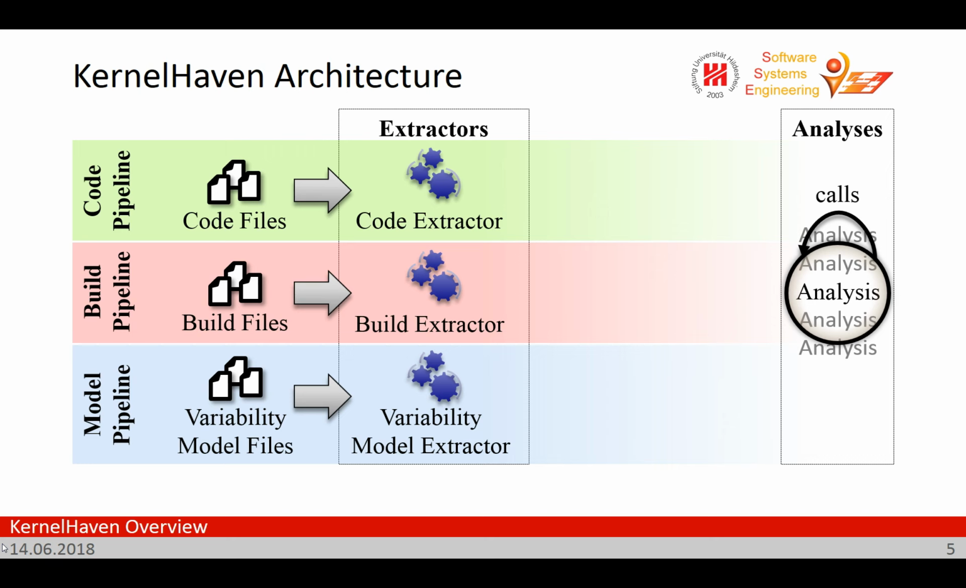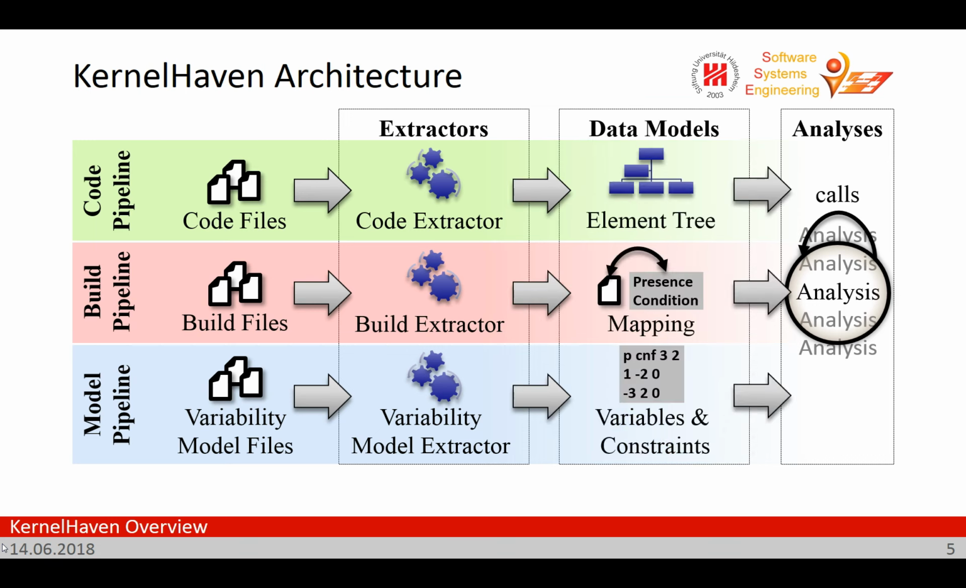So you can even leave out the model pipeline, as we will see later on. Finally, to relate extraction and analysis, there are the internal data models. I will not spend so much time on that. It's just that you know that there are certain element trees for code files, that we have a mapping between those files and presence conditions, so when will they be built, which we extract from the build information, and the variables and constraints we find in the feature model or in the variability model in general.